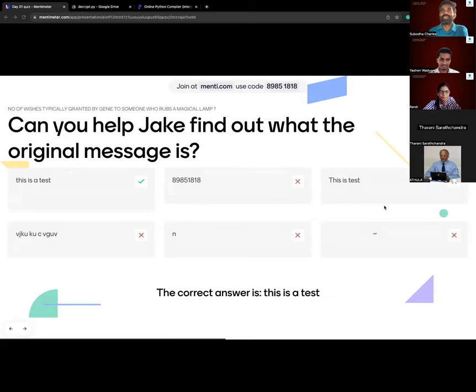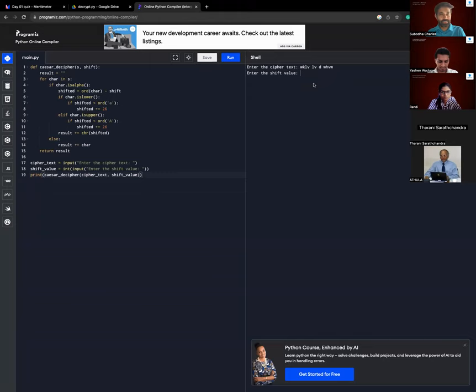By the way, if you didn't figure out how many wishes a genie will grant, then you can't do this, right? So the hint is important. I'm sure you know that the genie grants you 3 wishes. So when you enter the ciphertext and it asks you to enter the shift value, you put 3, and you get the answer, this is a test.